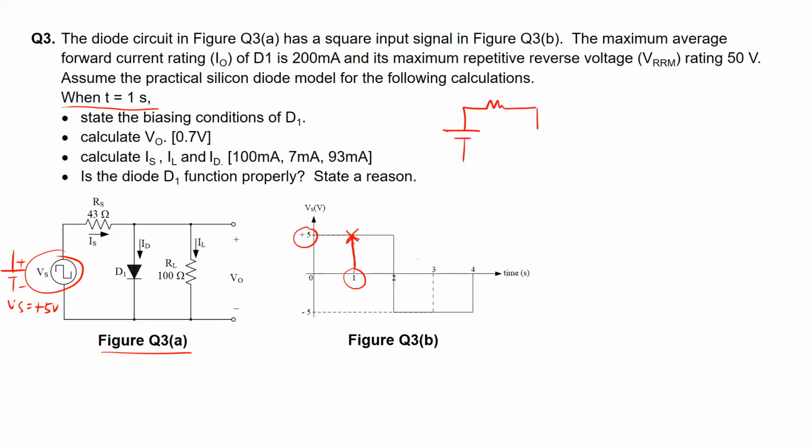I can tell you first that this diode D1 will be forward biased. I'll explain later. I just draw the equivalent model of this diode D1 with a battery of 0.7 volts. This is Rs, 43 ohms here. This is Vs, which has a value of plus 5 volts.